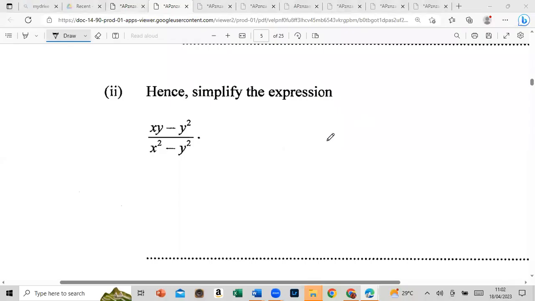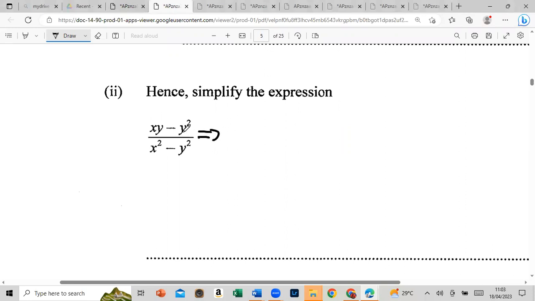It says, simplify the expression xy minus y squared upon x squared minus y squared. So you would have had the privilege of doing the first part of it. So guys, it's a follow-up question. If you get the first part wrong, chances are you'll get the total question wrong, but you'll get some marks for working. So let us just ignore the top part because we're not about this.